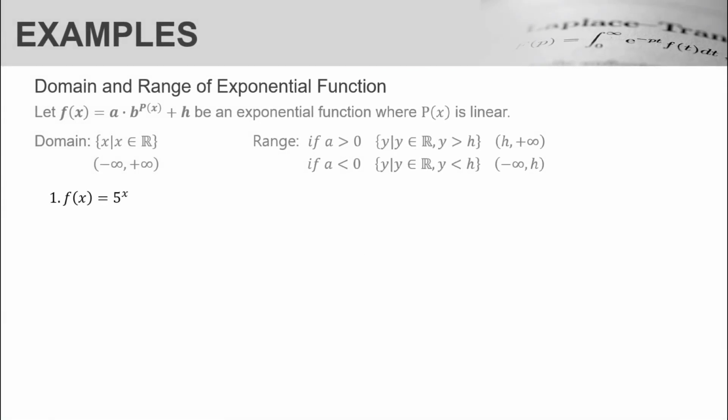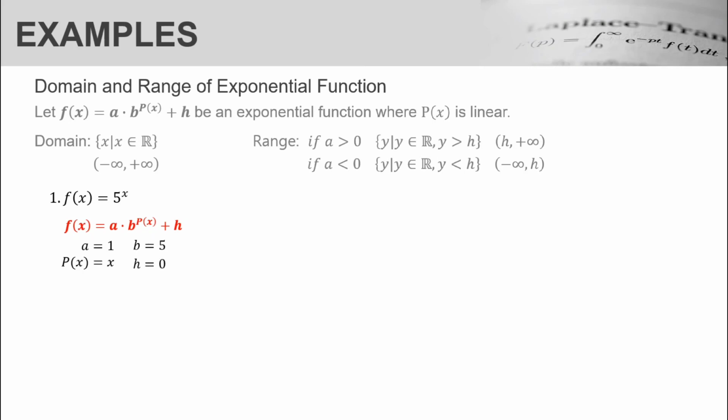For our first example, we have f of x is equal to 5 raised to x. So how can we find the domain and range of the given function? To start with, let's first identify the values of a, b, p of x, and h. So we have a is equal to 1, b is equal to 5, p of x is equal to x, and h is equal to 0.